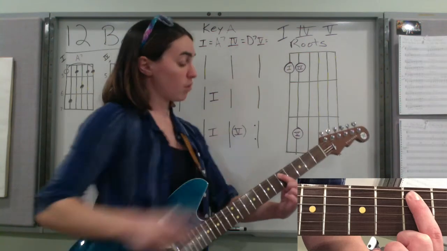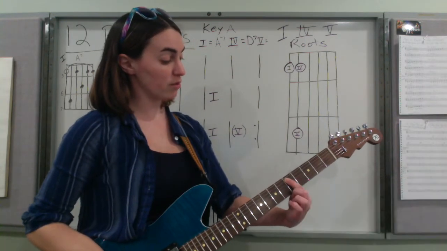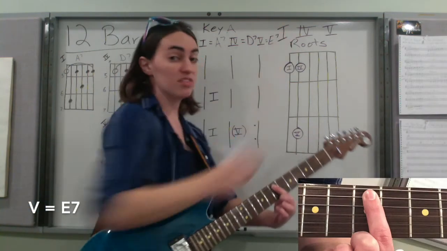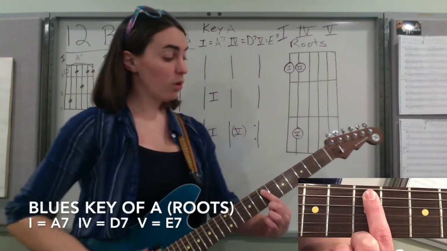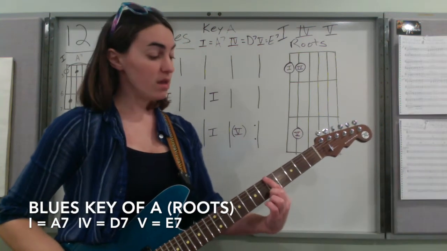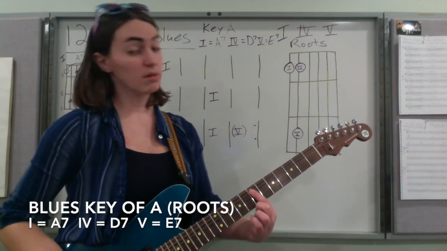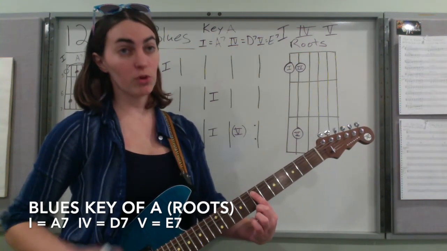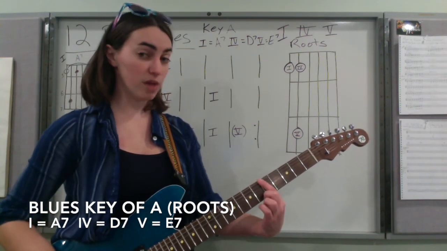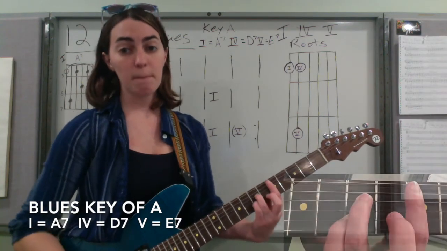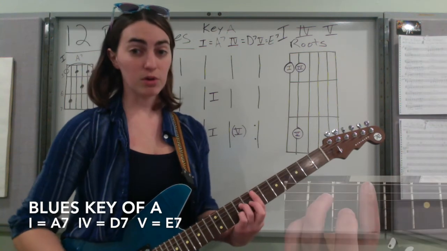Now to find our 5 chord, we're going to go up 2 frets from there. E. It's going to be E7 right there. So our 1, 4, 5 in the key of A is A7, D7, E7. So a blues in the key of A would use an A7 chord, a D7 chord, and an E7 chord.